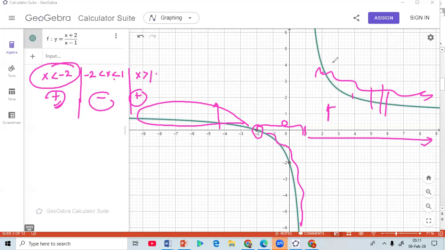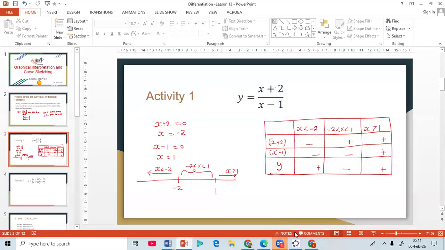Is that part okay? Are we on the same page? Okay, Linda says yes. Yes. Yeah. Okay. Good. So that's how our curve will behave.